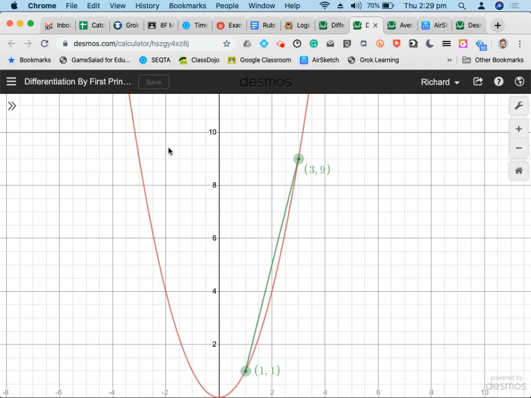Okay, so what we have here is two specific points on our graph. This is our regular f of x equals x squared graph. You can see up to the right there, I have 3 squared equals 9. Hence, we've got 3, 9. And we've got 1, 1, because 1 squared equals 1, right?